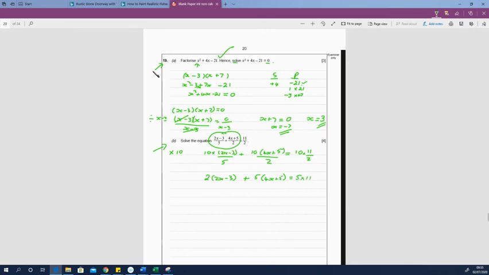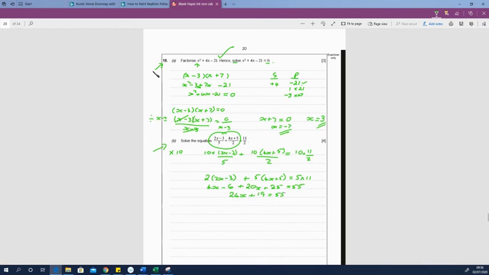So let's multiply this out. 2 2s are 4, so that's 4x minus 6 plus 20x plus 25 is equal to 55. Now I'm going to simplify this by collecting all the terms. So 4x and 20x is 24x. Minus 6 plus 25 is plus 19, is equal to 55.